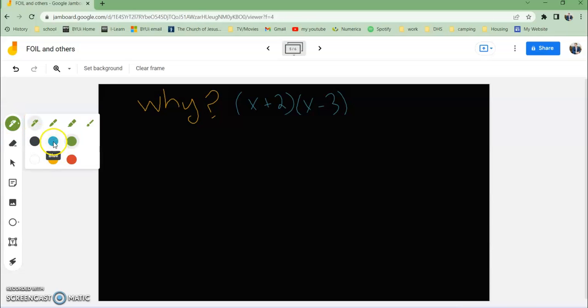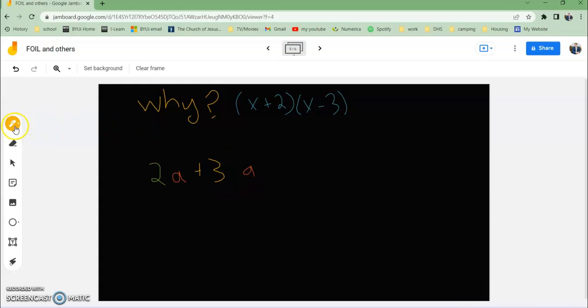So we can first think of 2a plus, let's see, plus 3a.